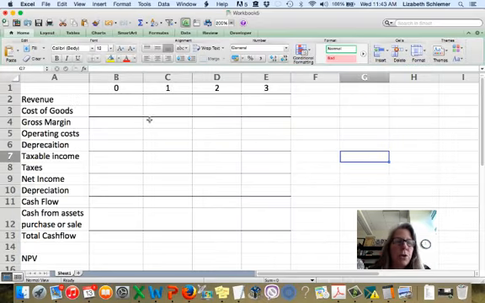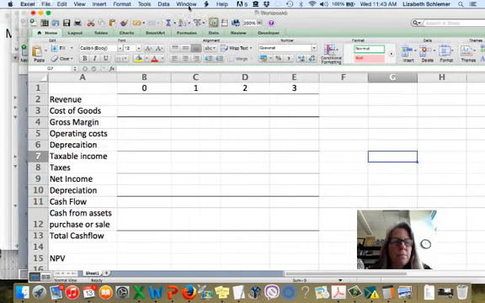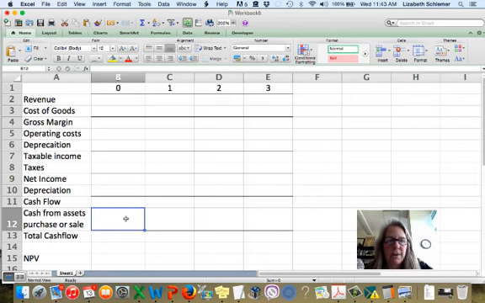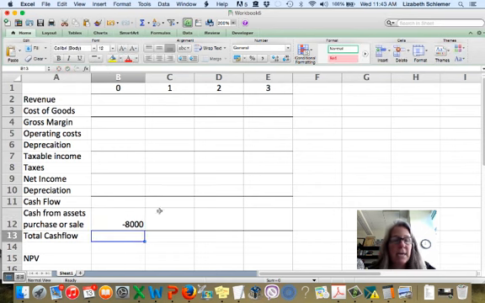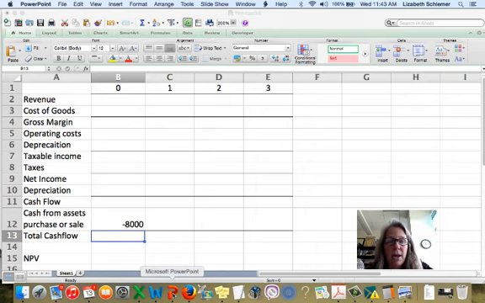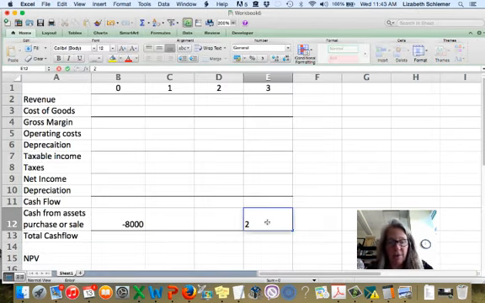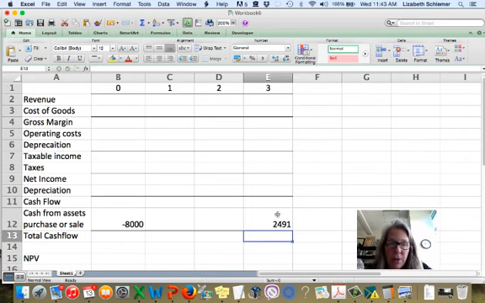So what I'm going to do now is show you how to do these calculations in Excel. So for revenue, I want to also show you that I have added a row here, which is the cash from the sale of the assets value. It's the cash associated with the purchase and the sale of the assets. So in year 0, I have a minus $8,000, which is associated with the purchase of it. And I'm going to go back to this calculation, and I see that the cash from the sale is $24.91. So I'm going to put this in as a positive value. This is the salvage value in that year.